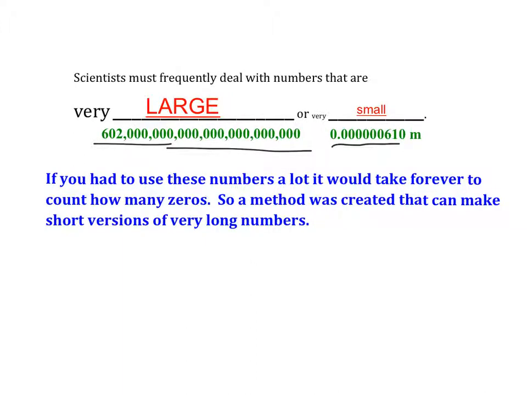So if you had to use those numbers a lot, it would just take forever to write all those zeros. Scientists tend to get very lazy after a little while. So we created a method where we can convey the information that these very big or very small numbers have, but convey it very, very quickly. We started writing shortcuts for these very, very long numbers.